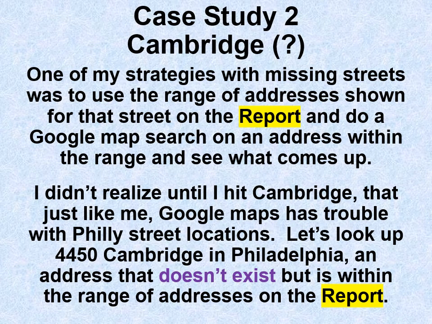Now, this is going to give you a headache. One of my strategies with missing streets was to use the range of addresses shown for that street on the report and do a Google map search on an address within the range and see what comes up. I didn't realize until I hit Cambridge that just like me, Google Maps has trouble with Philly street locations and arrangements. Major problems. Let's look up 4450 Cambridge in Philadelphia on Google Map. That's an address that doesn't exist. That's in that tract, but is within the range of addresses on the report.